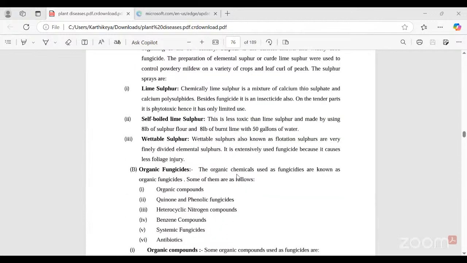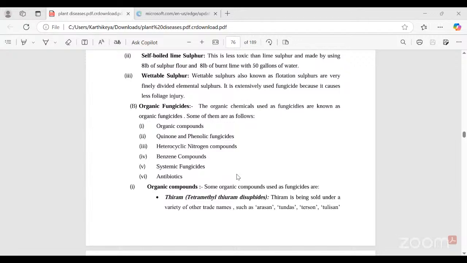Lime sulfur is chemically a mixture of calcium sulfate and calcium polysulfide. Besides being a fungicide, it is phytotoxic on the tender parts of plants, hence it has only limited use. Self-boiled lime sulfur is a less toxic, thin lime sulfur made by using 8 pounds of sulfur and 8 pounds of burnt lime with 50 gallons of water.